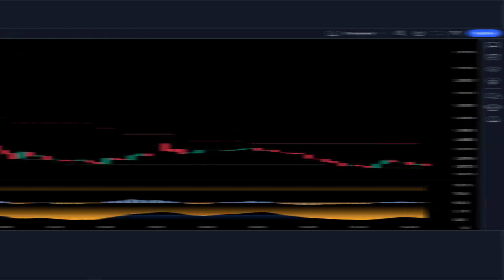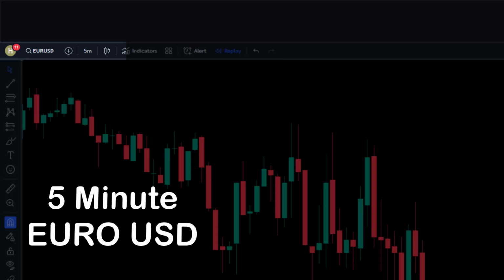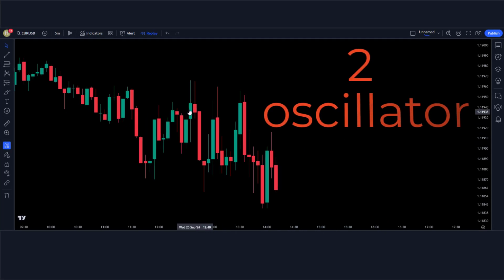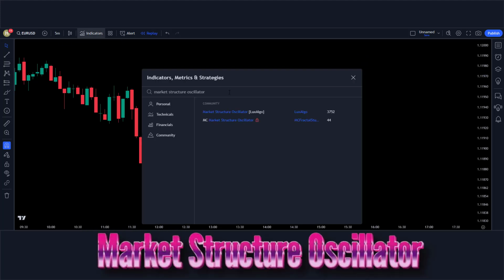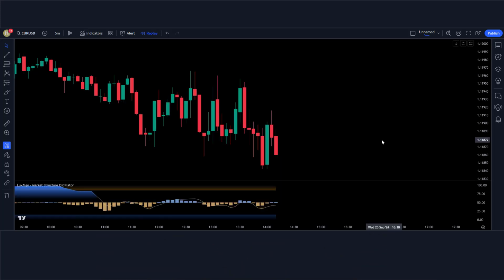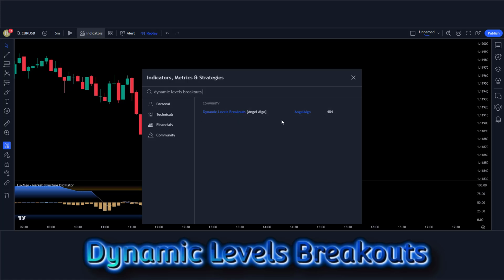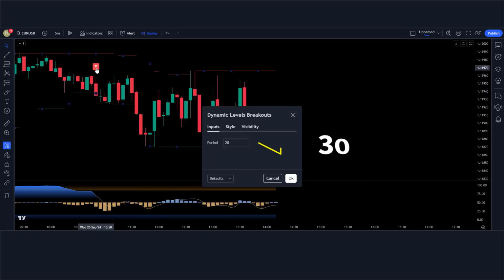So let's get started. Now let's create a trading setup. We are going to test this strategy on a 5-minute time frame on the EUR/USD chart. In this setup we would require 2 indicators. The first indicator is the market structure oscillator. The second indicator is dynamic levels breakouts. Keep the indicator settings as I have shown here.